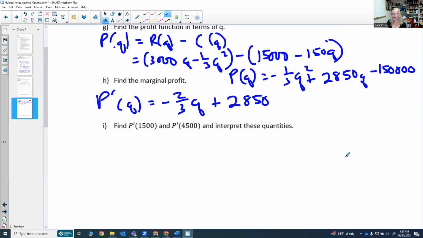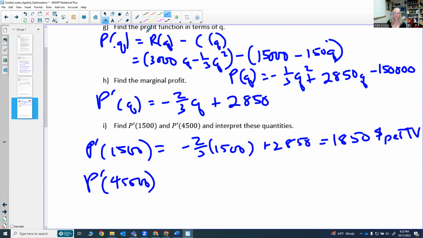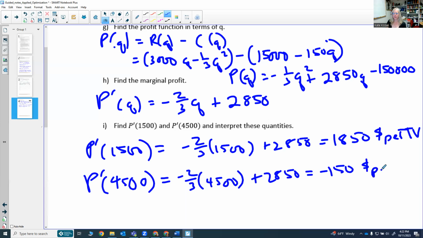Then find P prime of 1,500 and P prime of 4,500. So P prime of 1,500 is going to equal minus 2/3 times 1,500 plus 2,850, which is $1,850 per TV. P prime of 4,500 is going to equal minus 2/3 times 4,500 plus 2,850, which is minus $150 per TV.